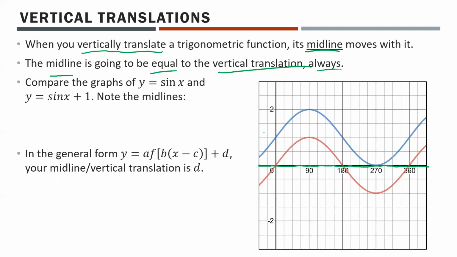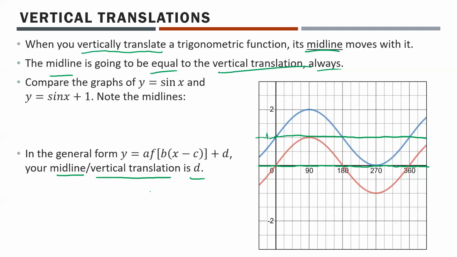Now, as for sine x plus 1, however, notice this is 2, this would be 1, this is 0, right? You can just label 1 right here. It would be y equals 1 is your midline, right? That line right there would separate your function exactly in half, right? That's your midline. So in the general form, y equals a f of b x minus c plus d, your midline, or vertical translation, is the d.